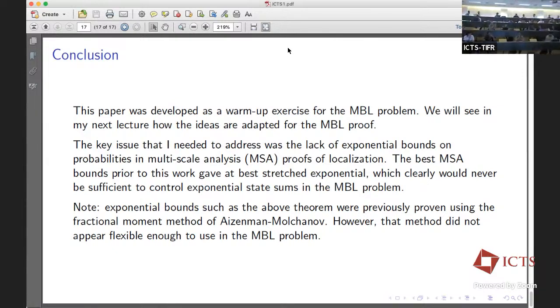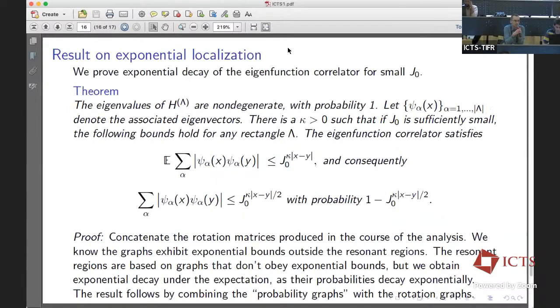So in the statement of the theorem that you had, there is some small enough J naught, there is a kappa. How explicit can you be about the bounds on how small is small enough for J naught? How large can kappa be?